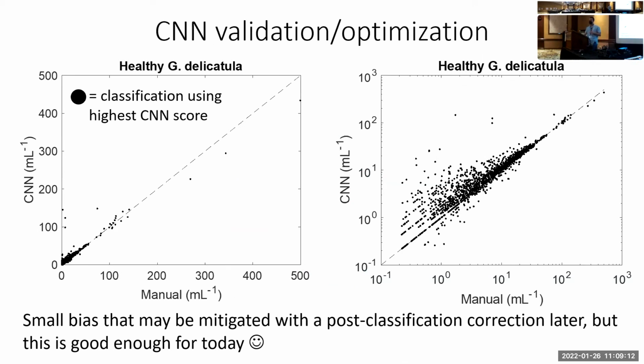Here I'm showing the results of the CNN on the vertical axis against manual counts on the horizontal axis. This is for healthy, so not infected, G. delicatula. These two panels show the same thing, linear and log scale, so you can see that big dynamic range there. Clearly, it works extremely well in quantifying non-infected host cells. There's some bias here that we may circle back and try to correct later, but this is certainly good enough to do oceanography with, and what we're going to move forward with today.